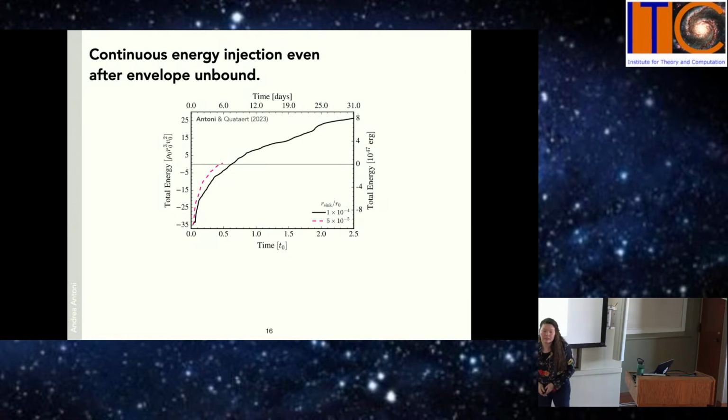Okay? Yes? So is the mass of your sink increasing here as material falls on it? Yes.